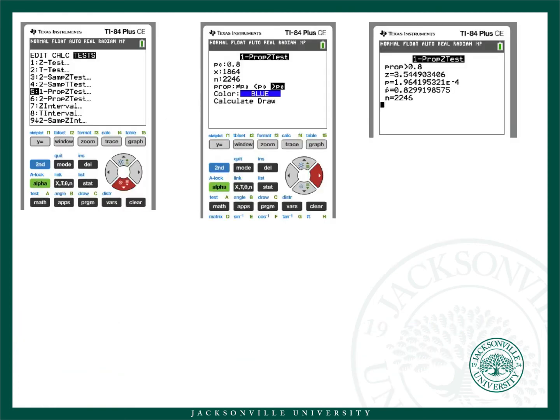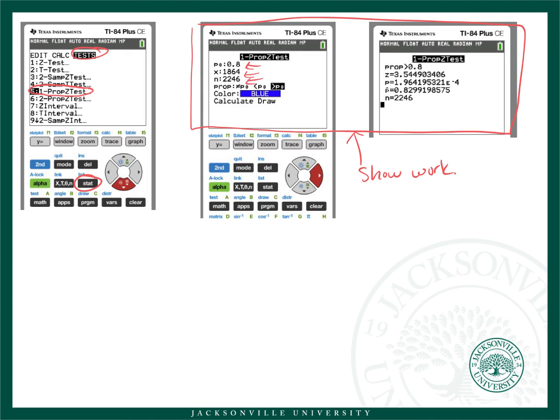So on your calculator, you're going to choose that stat button and then tab over to tests. Choose option 5, 1 proportion z-test. And then again, if you are using the calculator method, this is what you would write down to show your work. So you would write down what your null hypothesis value is, your x value, your n value, your alternative hypothesis, okay? Press calculate, and then your calculator will give you your test statistic.